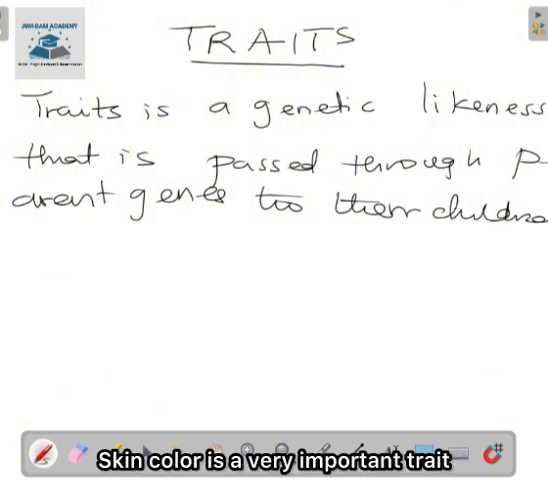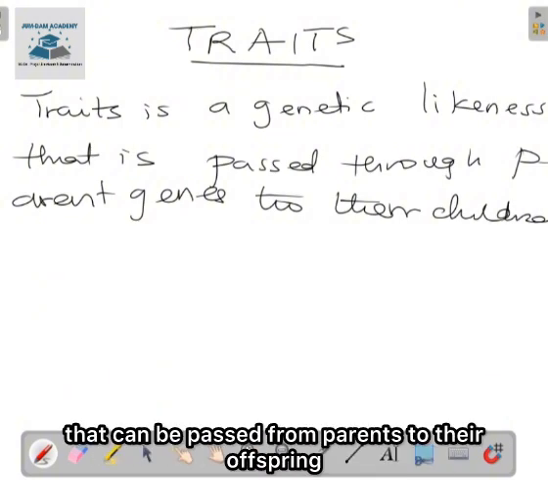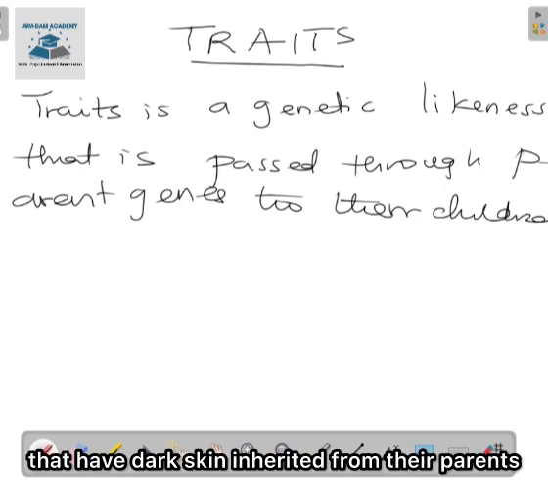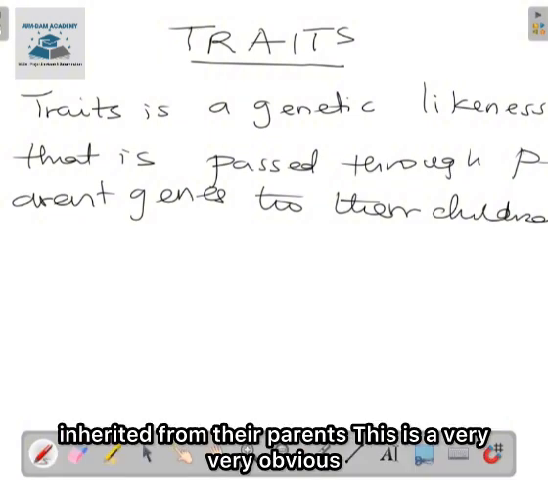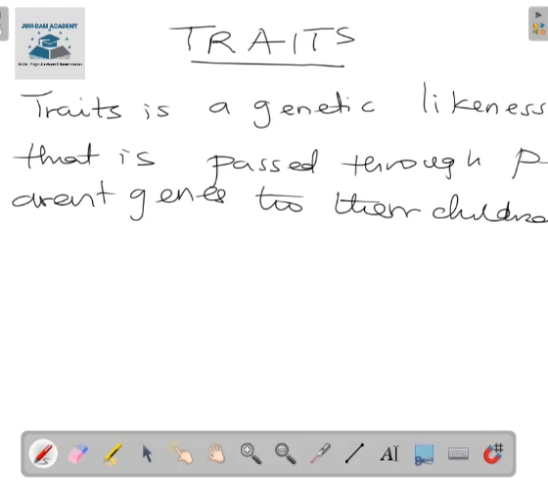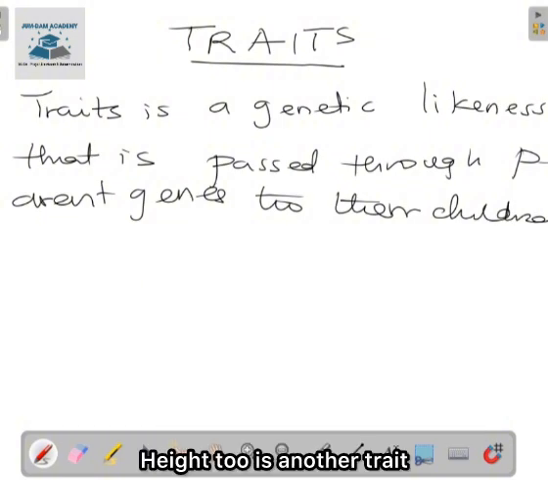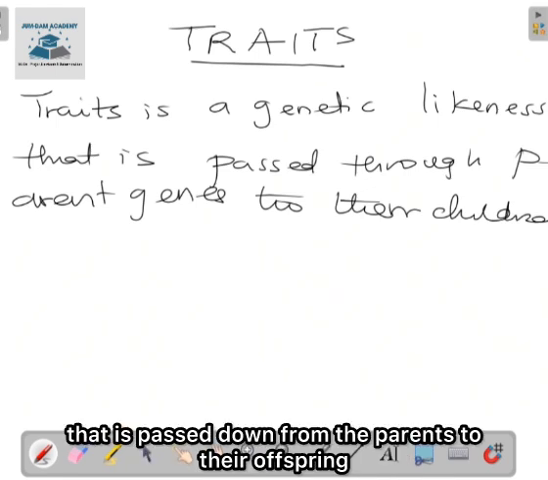Skin color is a very important trait that can be passed from parents to their offspring. You have people that have light skin that is inherited from their parents. You have people that have dark skin inherited from their parents. This is a very, very obvious example of traits in humans. We also have eye color. Eye color is another trait that is transmittable from the parents to the offspring. Height too is another trait that is passed down from the parents to their offspring.